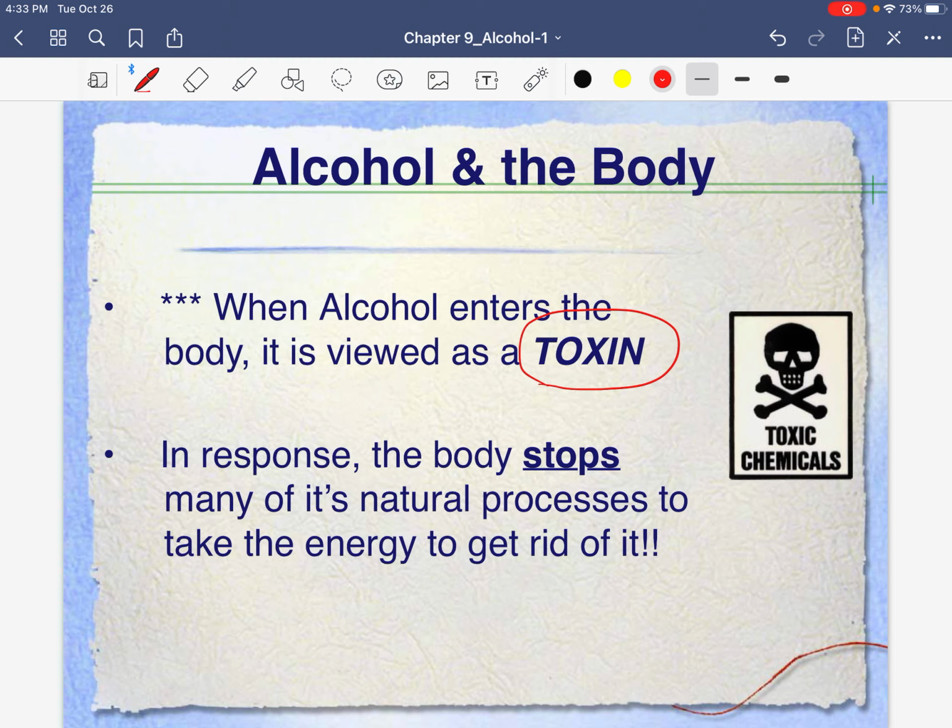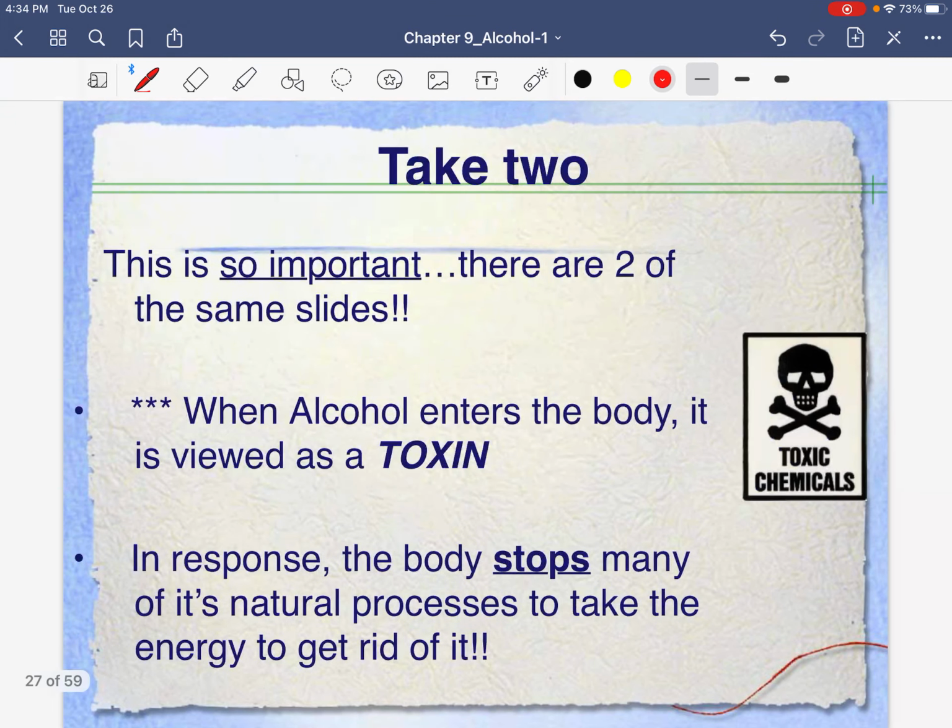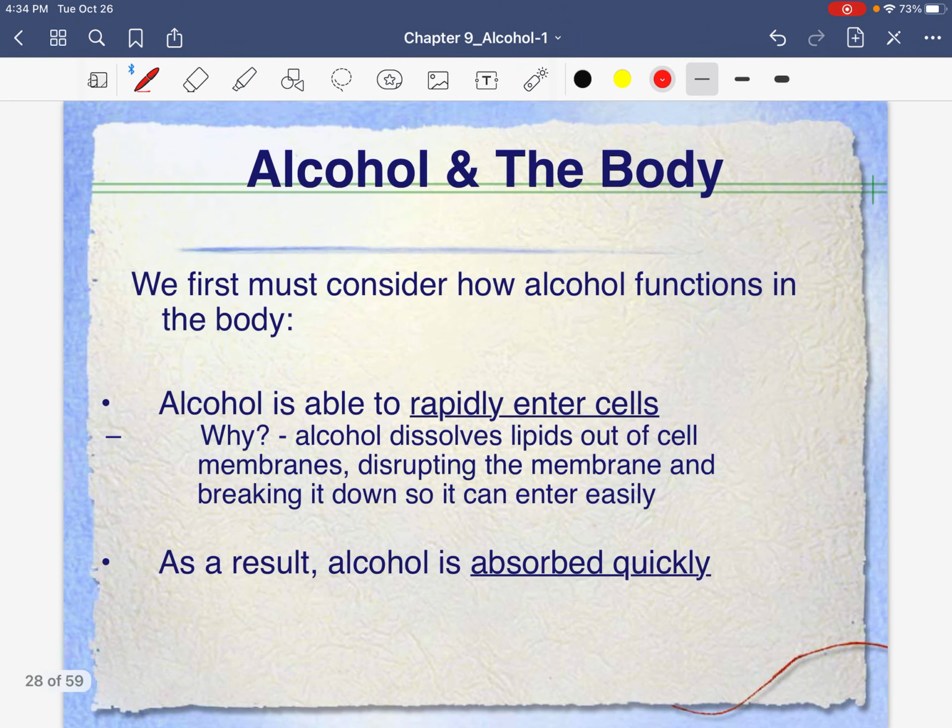And in doing so, the body will actually stop some of what it's already doing. So because the body views it as a toxin to be gotten rid of, the body will slow down some other normal healthy processes just so it can put more energy towards getting rid of the alcohol. And that's not a good thing. Same slide twice, just to get the point home.